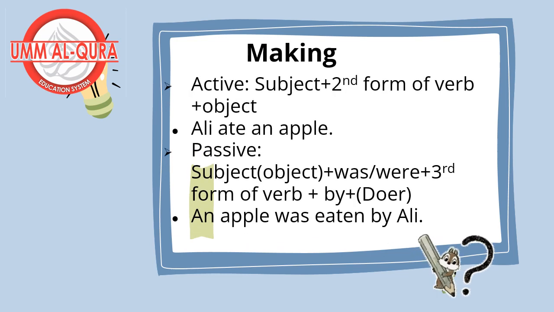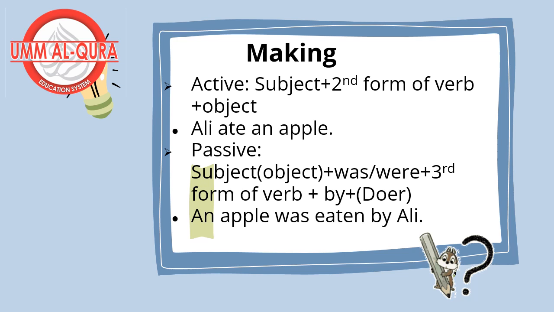Okay. First we will learn how to make active. You are well aware how to make active of past indefinite tense. First will come the subject, then the second form of verb, and in the last will come the object. We don't use any helping verb over here. So the example for that is: Ali ate an apple. Ali is the subject, ate is the second form of verb, and an apple is the object.